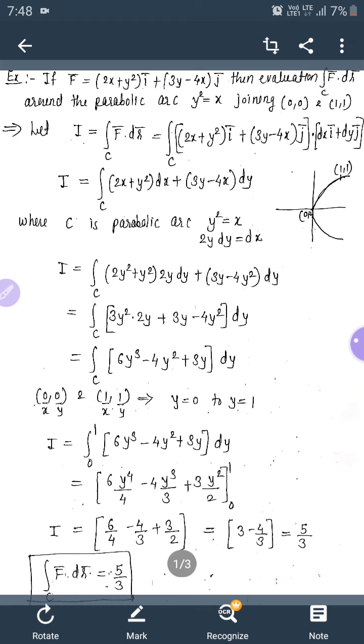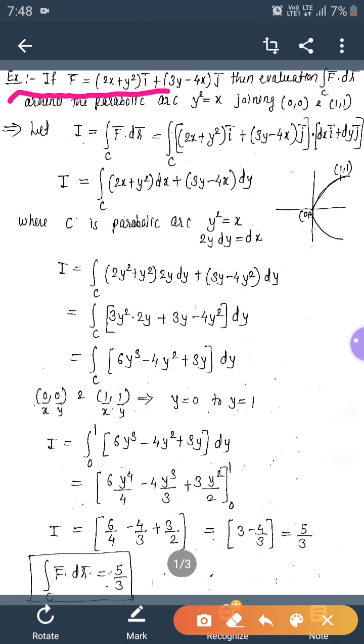Today we are going to see some examples on line integral. Line integral, first example: if F is equal to (2x plus y squared) i plus (3y minus 4x) j, then evaluate the integral over C of F dot dr around the parabolic arc y squared is equal to x, joining the points (0, 0) and (1, 1). Now, what we want to evaluate here? The integral over C of F dot dr.